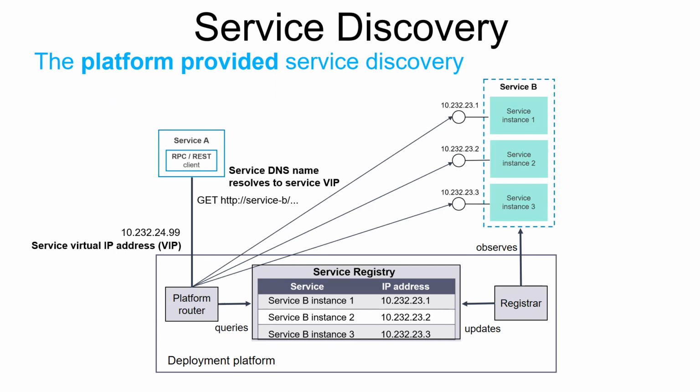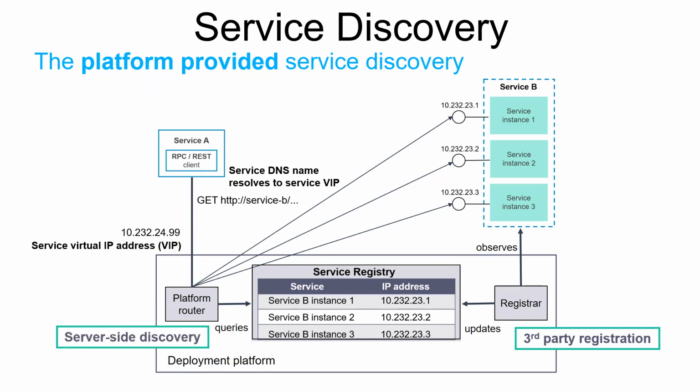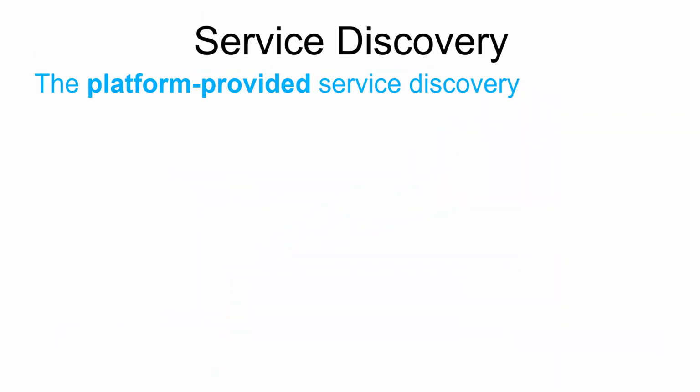This approach is a combination of two patterns. The first is the third-party registration pattern: instead of a service registering itself with the service registry, a third party called the registrar, which is typically part of the deployment platform, handles the registration. And the second pattern is the server-side discovery pattern. Instead of a client querying the service registry, it makes a request to a DNS name, which resolves to a request router that queries the service registry and load balances requests.